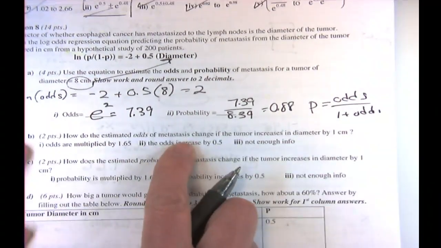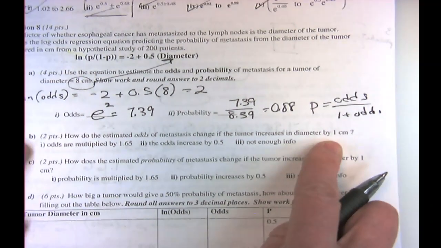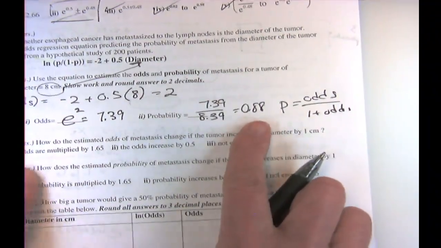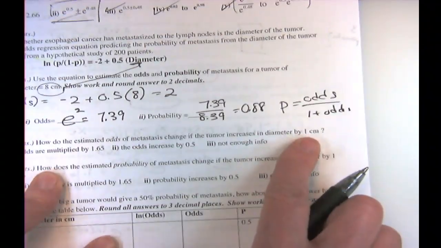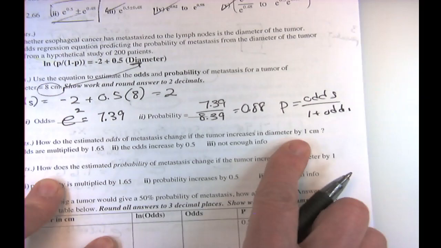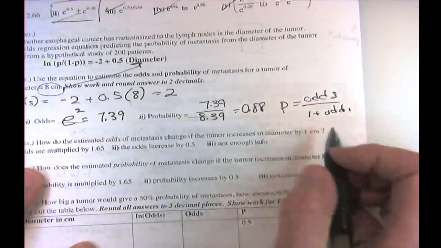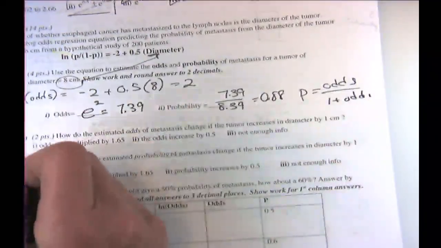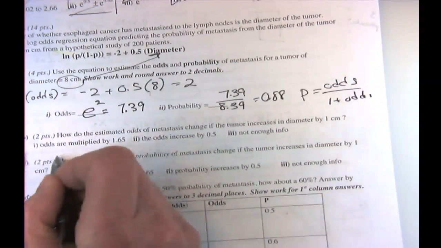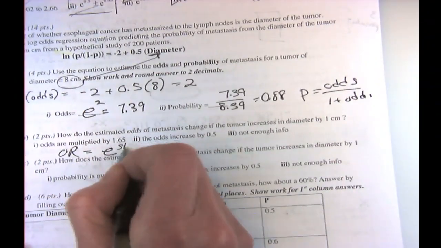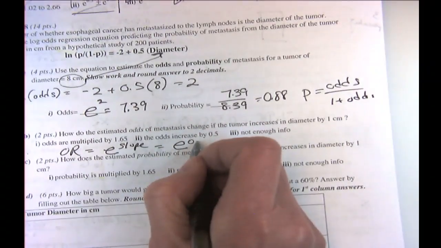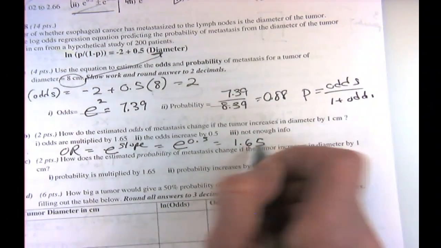So how do the estimated odds change if the tumor increases by 1 centimeter? Well, it changes by a multiplicative factor. Remember, the odds do. It's that exponential curve, so it's going to be multiplied. The odds would change by that, not the probability. The odds would change by what? What's the odds ratio? Odds are multiplied by the odds ratio, which is e to the slope, which is e to the 0.5. So it's that one.